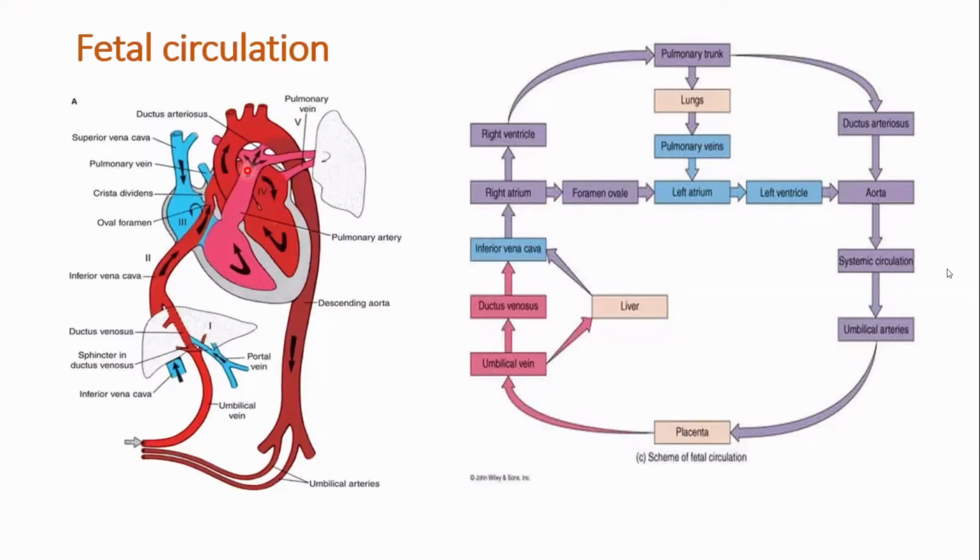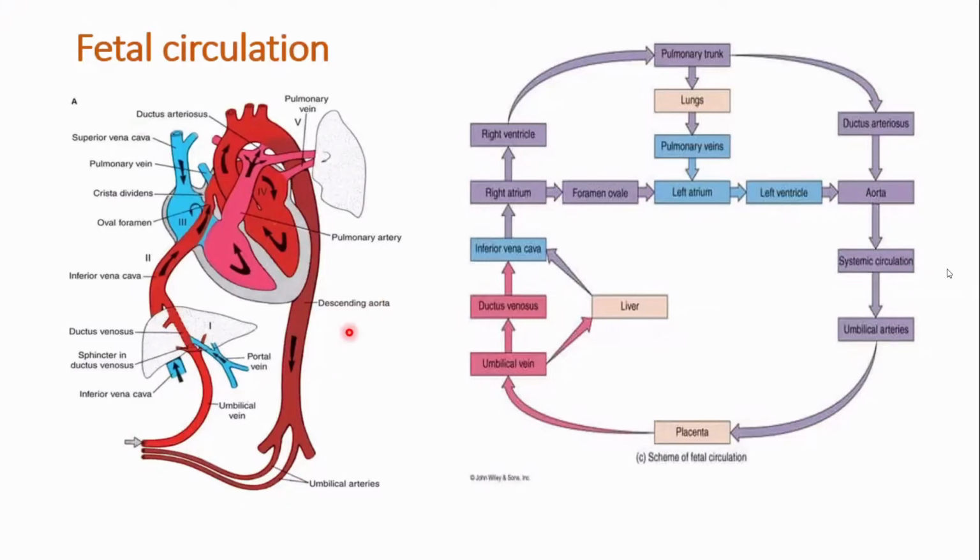And from the pulmonary trunk, the majority of the blood will go directly to the descending aorta via the ductus arteriosus. This occurs distal to the left subclavian artery. The descending aorta will get the deoxygenated blood and will give the blood to the lower limbs. And from there, through the umbilical arteries, it will again go into the placenta. This is what fetal circulation is about.